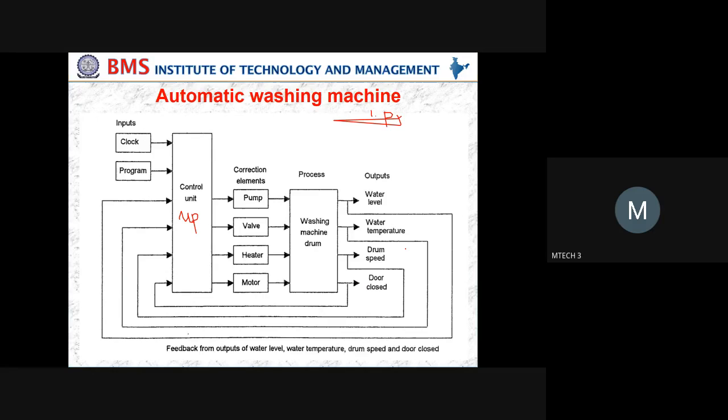Now to start with, what is the output that I wish to do? I need to start the program. Before I start the program, the first output that I am going to check is whether the door is closed or not. If the door is closed, what is this? The feedback.